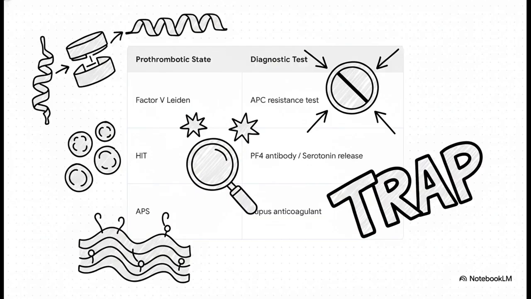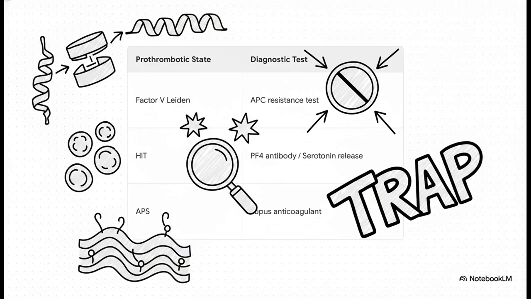Factor V Leiden, for instance, which is the most common inherited thrombophilia, is diagnosed with an activated protein C resistance test. Heparin-induced thrombocytopenia, or HIT, requires looking for the platelet factor IV, or PF4, antibody, or running a serotonin release assay. And antiphospholipid syndrome is marked by the presence of the lupus anticoagulant and anticardiolipin antibodies.